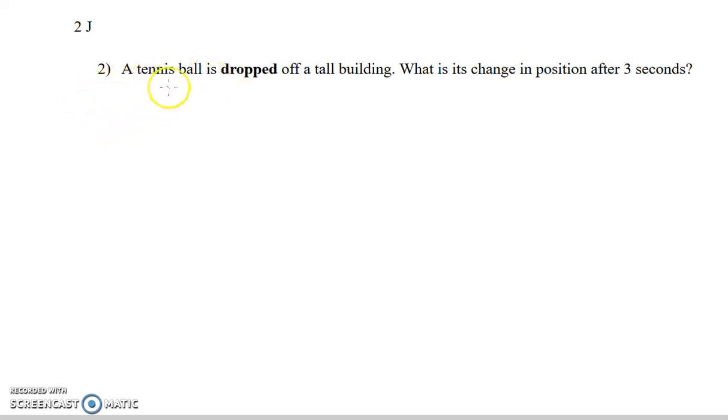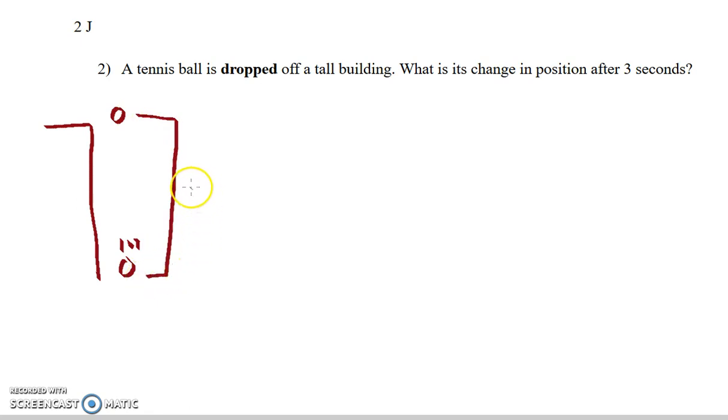So what do we have? We have a tennis ball is dropped off the top of a building. What is its change in position after 3 seconds? So this is what's happening. Ball dropped. And it's asking what is its change in position after 3 seconds. So that's our unknown. What is the displacement or the change in position? There's just two ways of saying the same thing.